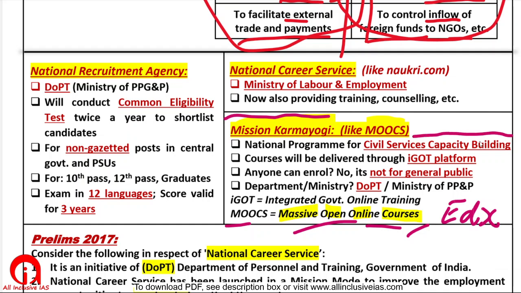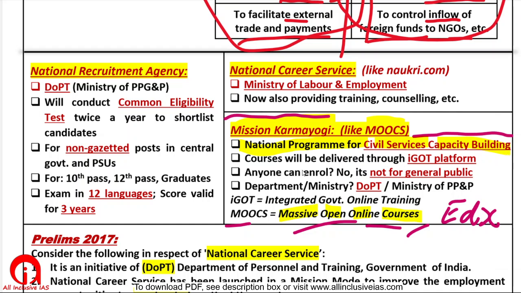civil servants. Okay, the official name of this Mission Karmayogi is National Program for Civil Services Capacity Building. What UPSC can do is, in the question UPSC will not use the word Mission Karmayogi. It will use which of the following are true about National Program for Civil Service Capacity Building. And you will think, what the hell is this program? I have never heard its name.